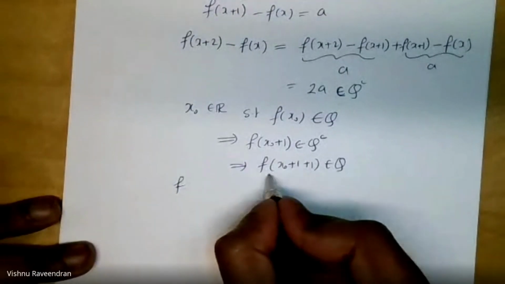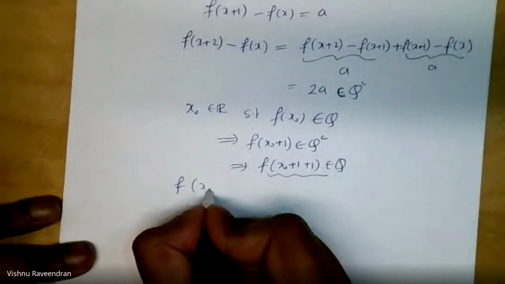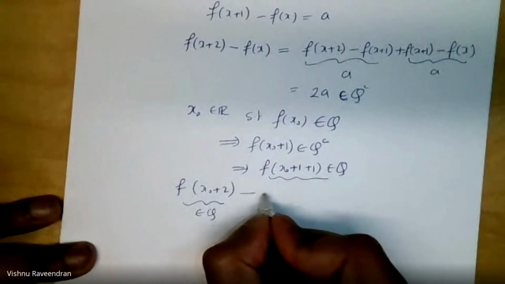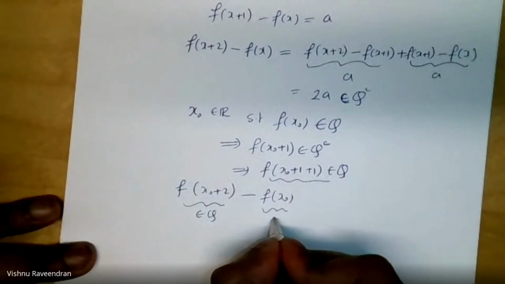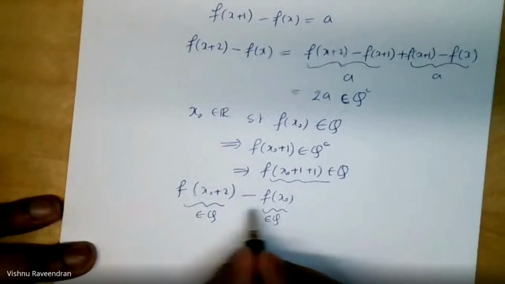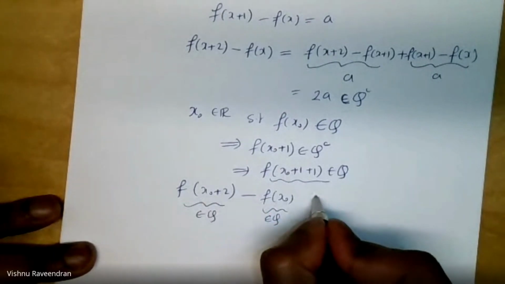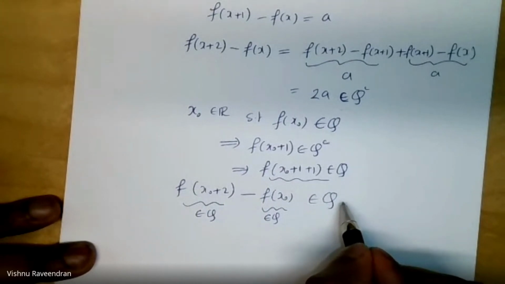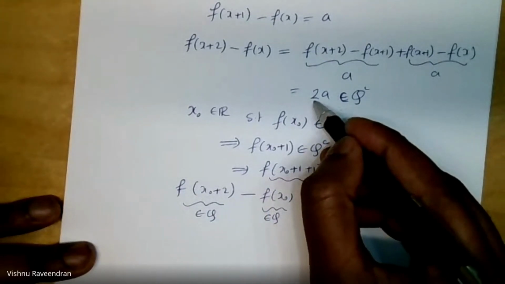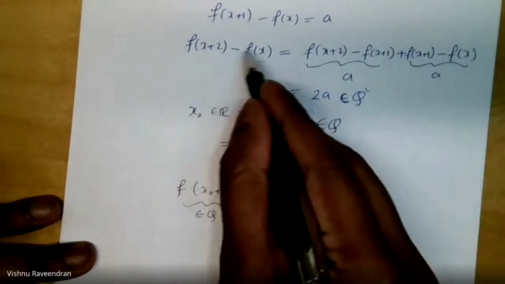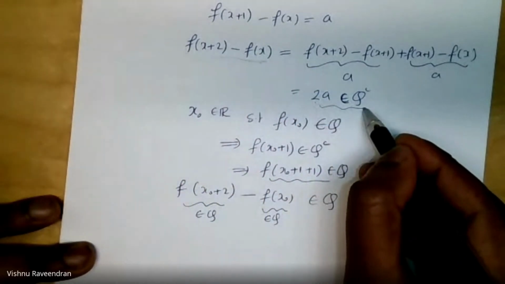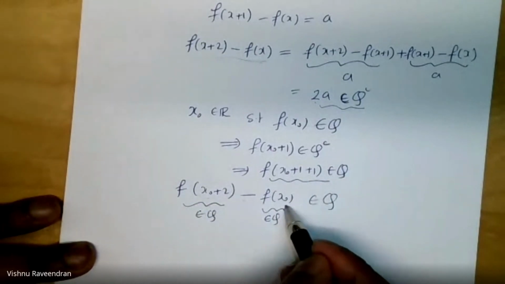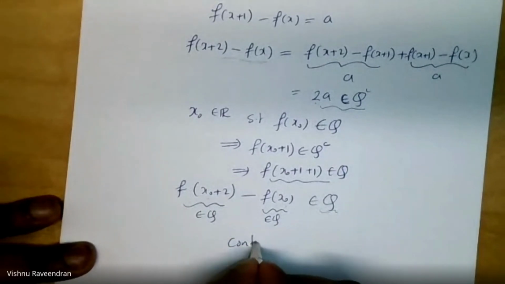So here you got f of x naught plus 2 is rational, minus f of x naught, also rational. So the difference between two rational numbers will be rational. Now we got a contradiction. Because here we proved for any x, f of x plus 2 minus f of x is an irrational number. And here we got an x naught such that f of x naught plus 2 minus f of x naught is rational, which is a contradiction.